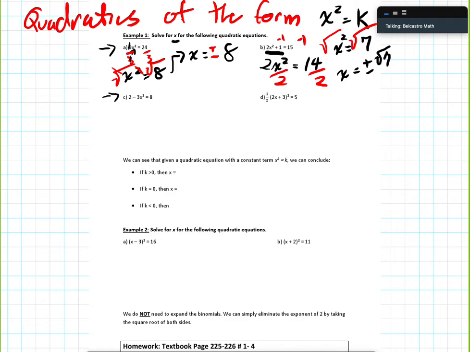We won't go through the bottom part, but let's quickly try the next one too. What would I do on the third equation here? Negative 3x squared plus 2 is equal to 8. Then subtract 2 on both sides. Negative 3x squared is equal to 6. Okay. Then divide by negative 3. X squared is equal to negative 3. And then x is equal to the square root of negative 3.